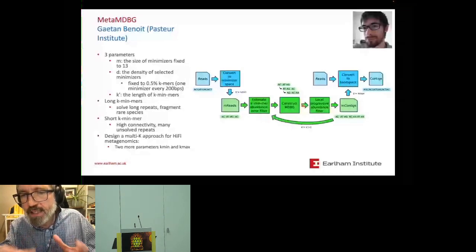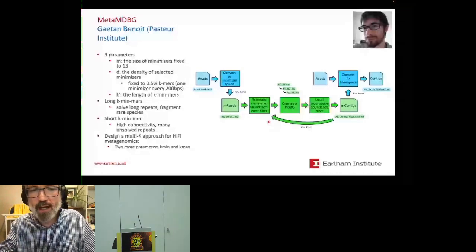He would then do standard simplification like tip clipping, bubble popping, and then he has his own novel algorithm, called a local progressive abundance filter that I'll explain in a moment. That produces contigs in minimizer space, and those are then fed back into the next iteration of the assembler, along with the reads. And you repeat that from k-min to k-max to form your assembly.